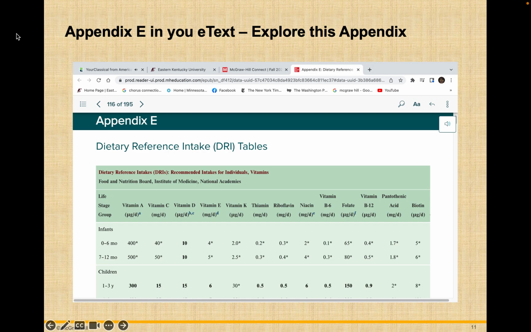All of the standards and recommendations that we have seen so far are shown in Appendix E of your e-text. I encourage you to take a look at the standards. You can see that they vary by age group and in some cases by health status. These standards are determined by teams of nutrition researchers who serve on the Food and Nutrition Board, which is part of the Institute of Medicine in the National Academies of Science. They are reviewed every 5 to 10 years.